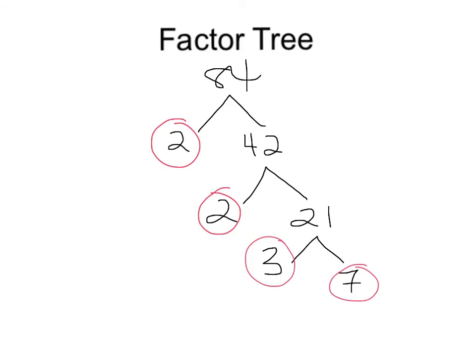We're still getting the same numbers. We're getting 2 2's, a 3, and a 7. It's just a different way to work it out. So whichever one you prefer, either the division ladder or the factor tree, do whichever one you're most comfortable with, but make sure you show your work when we're doing these things. So again, the prime factorization for 84 would be 2 squared times 3 times 7.